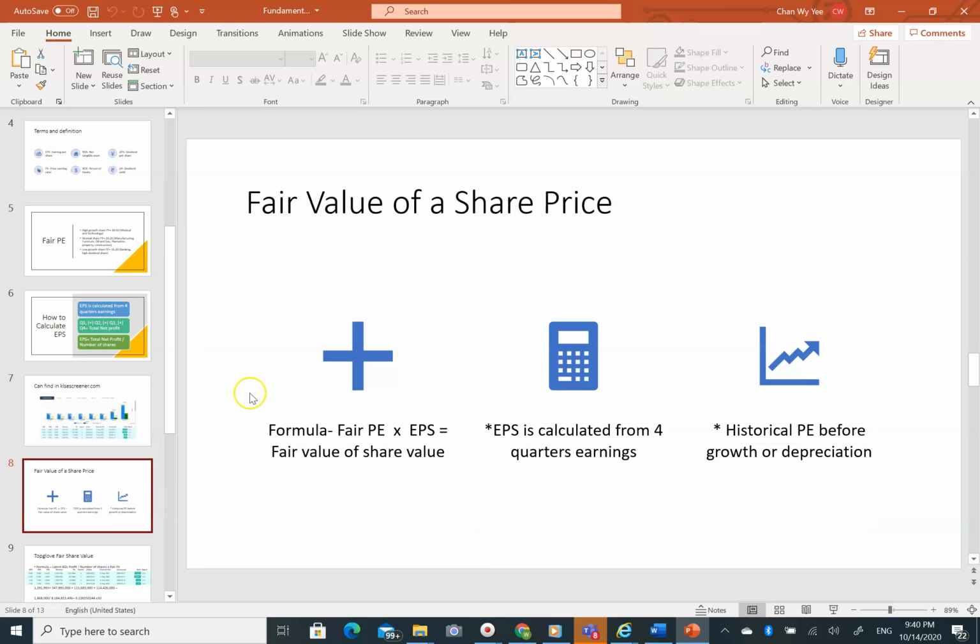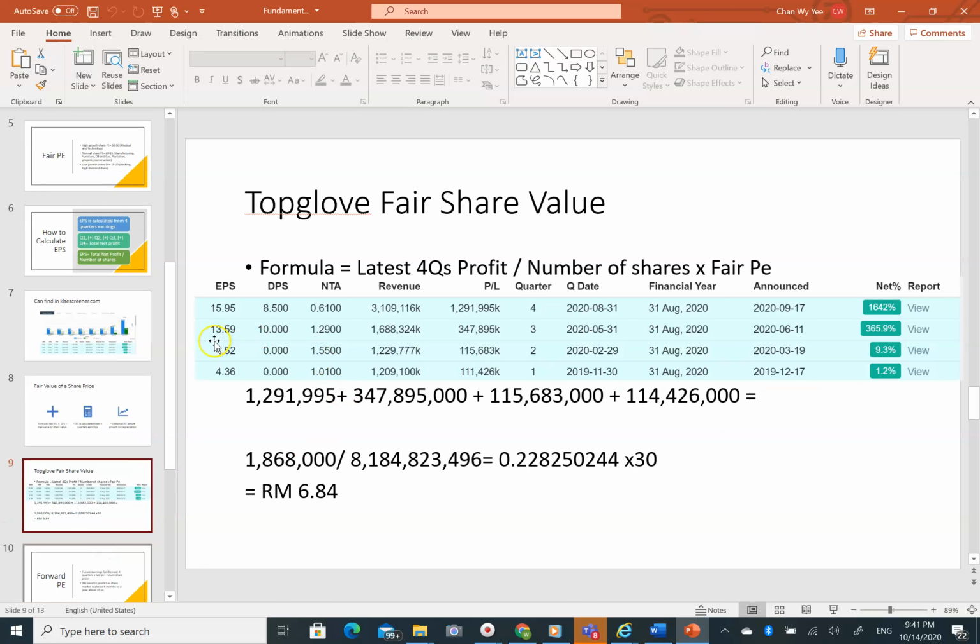The fair share value is where you take the EPS times the fair PE, and you will get the fair value of the share. So you need to know this. Let's look at Top Glove's fair share value now.